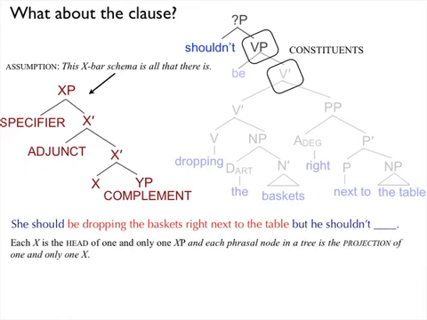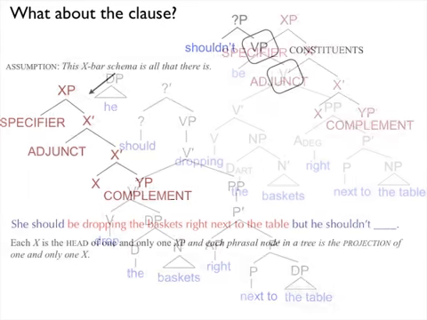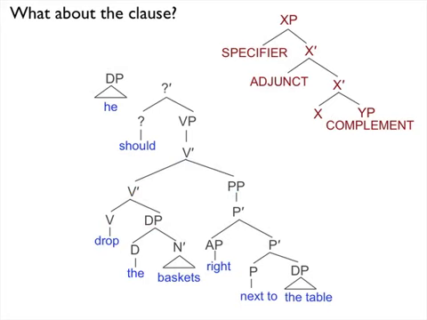So, each X is the head of one and only one XP, and each phrasal node is a projection of one and only one X, and so forth, right? That's the basic structure. We've got to have that somehow or another. So let's say we've got a should here. We don't know what category it is. We'll take the case here. We've just got should drop the baskets right next to the table.